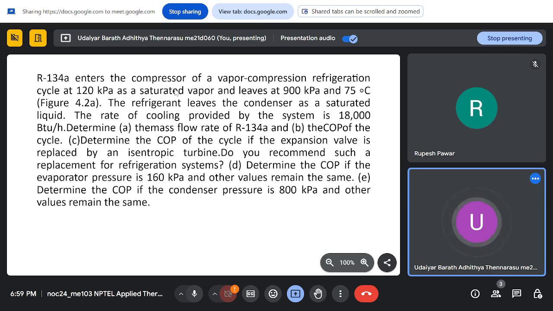So in this case, you have a cycle operating at 120 kilopascal evaporator pressure and 900 kilopascal condenser pressure. That's the first part. The second part is changing the expansion valve to an isentropic turbine, and seeing how that affects the cycle. And then we change the evaporator pressure from 120 kilopascal to 160 kilopascal. So what is the COP in that case? And we change the condenser pressure next, and see what change that makes in the COP.